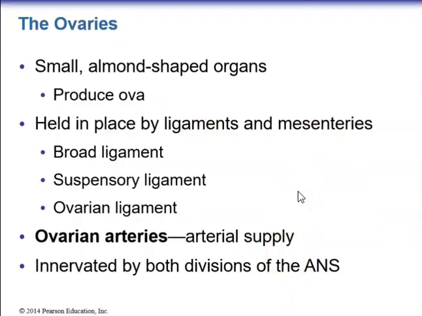The ovaries are small almond-shaped organs that produce the ova once a month. Again, they are held in place by ligaments and mesenteries. We have the broad ligaments and the different parts of the broad ligament. There's the suspensory ligament and the ovarian ligament. So the ovarian arteries give the ovaries their blood supply, and the ovaries are innervated by both divisions of the autonomic nervous system, both sympathetic and parasympathetic.